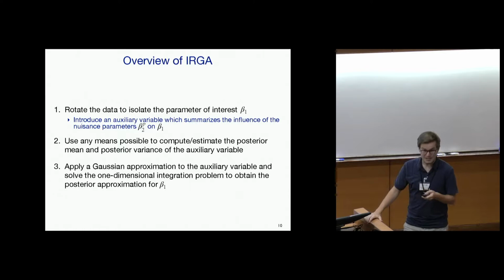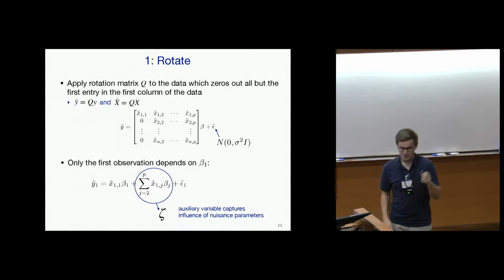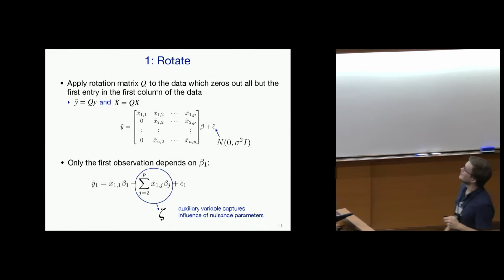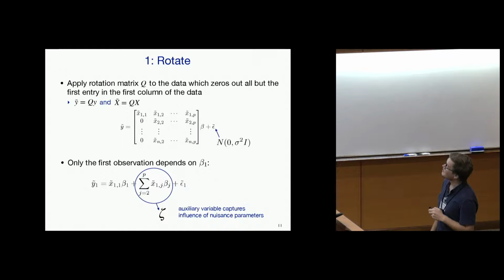So we have our model y is equal to x beta. What we're going to do is rotate it. We're going to multiply it on the left with a rotation matrix Q. And then the rotated data, Qy, we're going to denote by tildes, so it's y tilde and X tilde for the rotated design matrix.